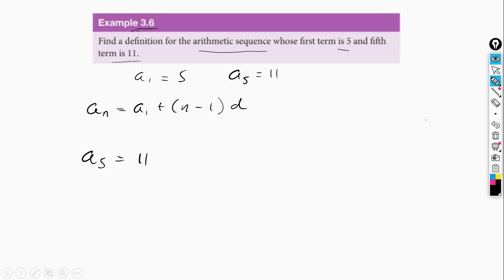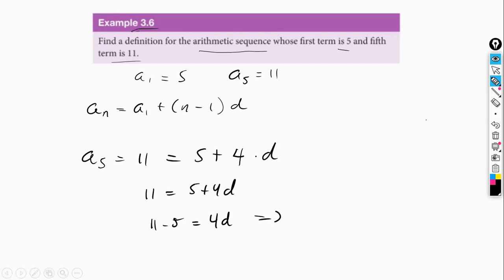is equal to 11, but it's also equal to the first term plus the index of the term minus 1, so in this case, 4 times d. And this is easy to solve because we're going to get that 11 is equal to 5 plus 4d, and then 11 minus 5 is equal to 4d. So that means that 4d is equal to 6. So d is 6 over 4, which is 3/2.